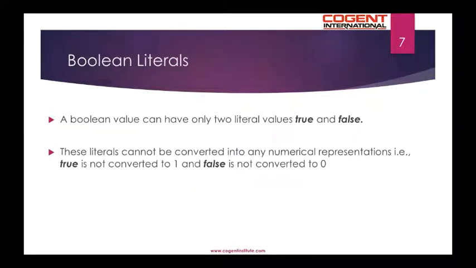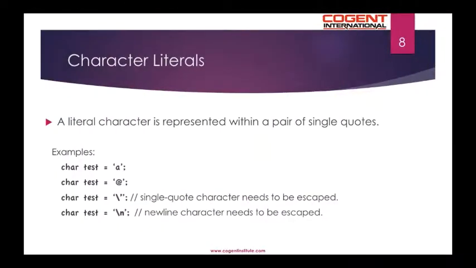Boolean literals. A Boolean value can have only two literal values, true and false. So these literal values cannot be converted into any numerical representations. That is, true is not converted to 1 and false is not converted to 0.